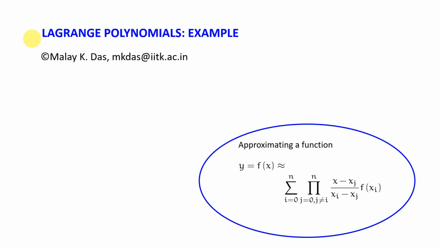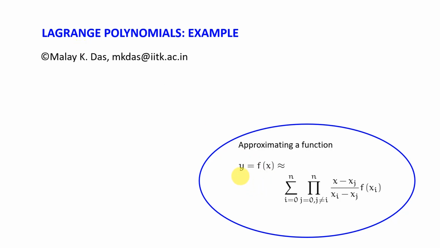So far we have discussed three different techniques for polynomial interpolation. We have seen that we can invert the Vandermonde matrix, we may use Newton's interpolating polynomial, and we may also use Lagrange's interpolating polynomial. Now we'll see an example of how to use Lagrange's polynomial.